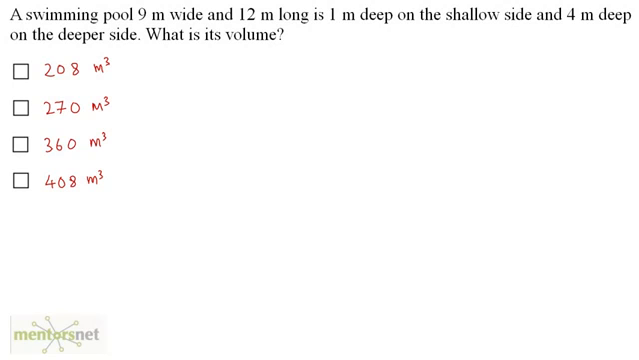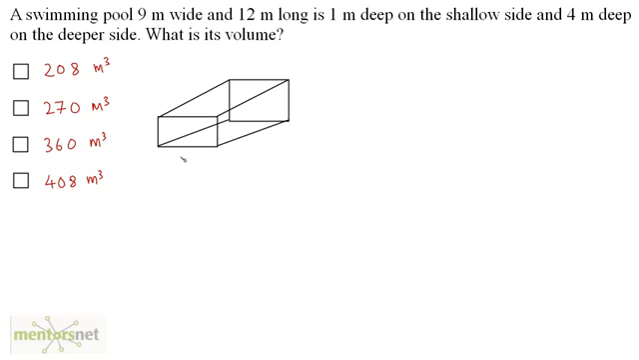A swimming pool 9 meters wide and 12 meters long is 1 meter deep on the shallow side and 4 meters deep on the deeper side. What is its volume? So the width of this swimming pool is 9 meters and the length is 12 meters. At one end we have the height as 1 meter, at the other end we have the height as 4 meters. Well, to calculate the volume, what we can do is take the average height. So average height is equal to 1 plus 4 divided by 2. So this is 5 by 2, that's the average height.